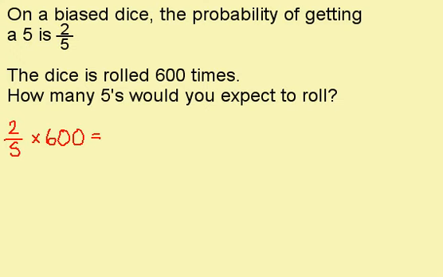If this is on the calculator paper, you're going to type in 2 divided by 5 and then multiply by 600. This will give you the answer 240.